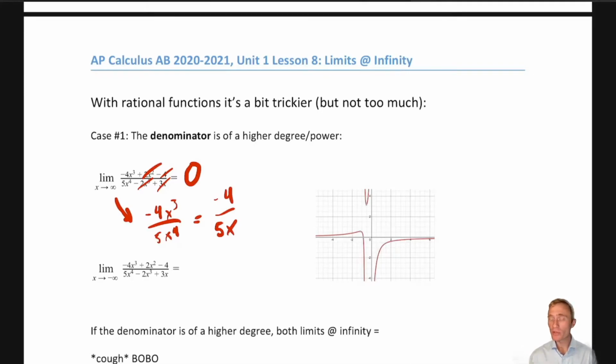And it doesn't matter whether it's negative or positive infinity. In either direction, we're heading towards 0 here, as you can see on the graph from the left. The limit as x approaches infinity is 0. The limit as x approaches negative infinity is 0.